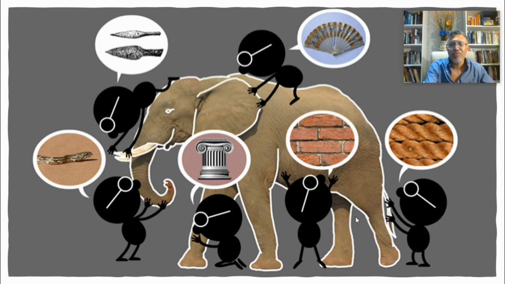One man says, "Oh, I know what an elephant is now. An elephant's like a coarse rope," as he's touching the elephant's tail. The man next to him says, "What do you mean, coarse rope? The elephant is obviously more like a brick wall," as he's touching the elephant's torso. Another blind man says, "What are you two talking about? It's obvious that an elephant's more like a pillar," as he's holding and hugging the elephant's leg.